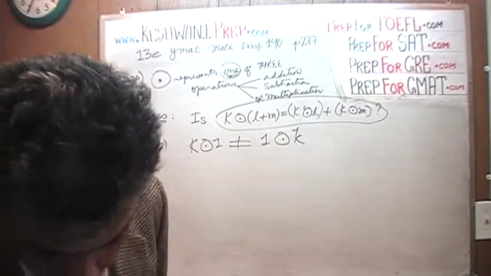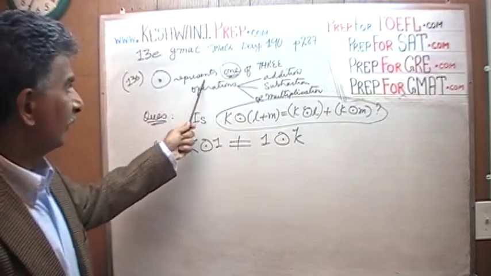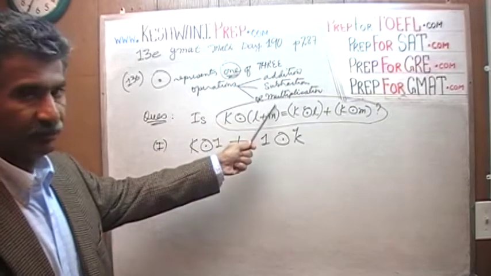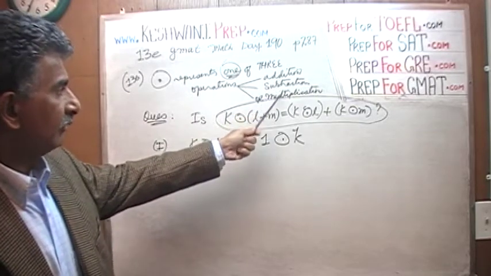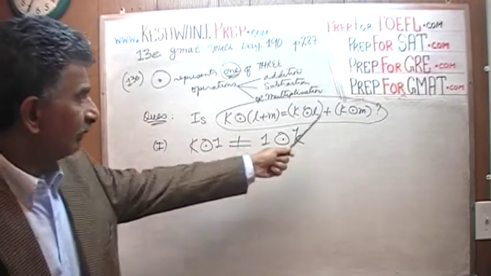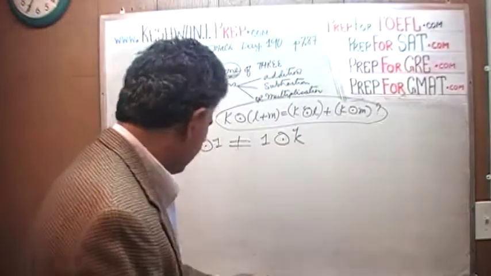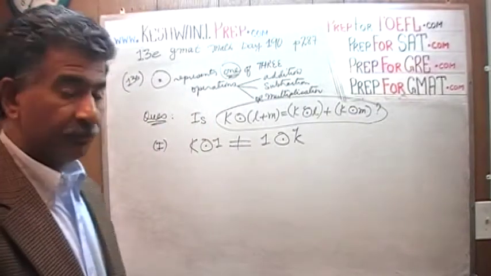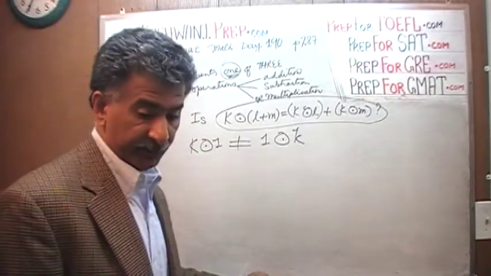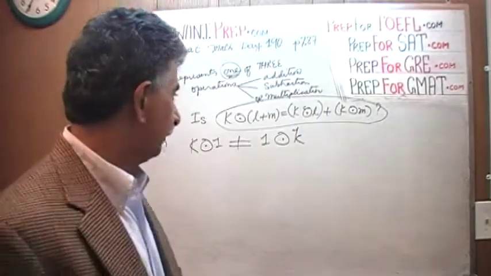We are told that this symbol that you see there, a circle with a dot in it, represents one of these three operations: either an addition, a subtraction, or a multiplication. The question simply is, is this statement true? Before we can answer whether or not that statement is true, we'll have to first ascertain which of these three operations is applicable here. Let's see what they tell us in the first statement.